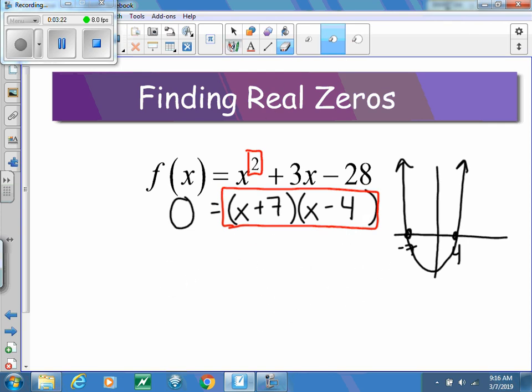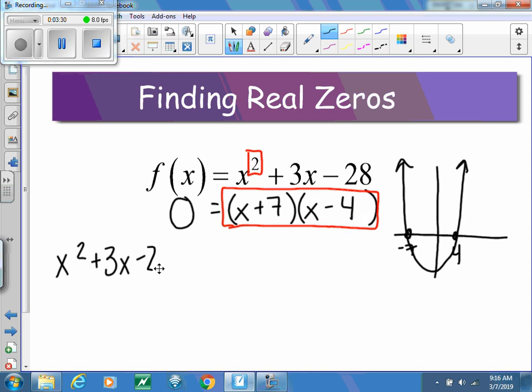So for example, if I was to take f of x right here, x squared plus 3x minus 28, and divide this polynomial by x plus 7, what I should get out of it is the other factor of x minus 4. Or vice versa, if I was to divide by x minus 4, I would get x plus 7.